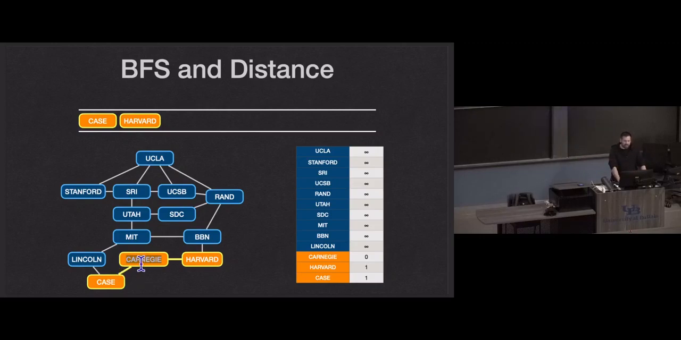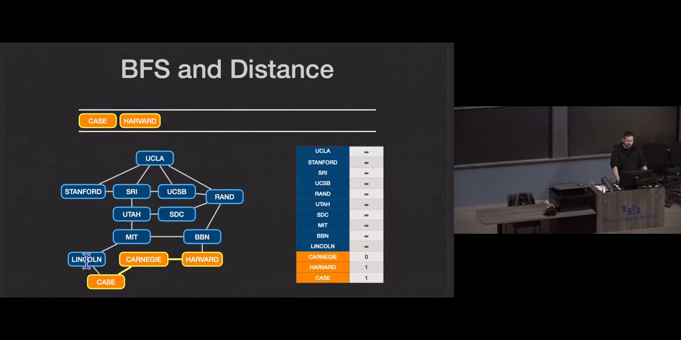The whole point of checking if a node's been explored or not yet is to avoid going infinitely around cycles or infinitely back and forth like this, getting caught in a cycle in a graph. We're avoiding all that by checking if a node has been explored. That's what's preventing us from going infinite. So we check if the node's been explored, Carnegie's been explored, do nothing.